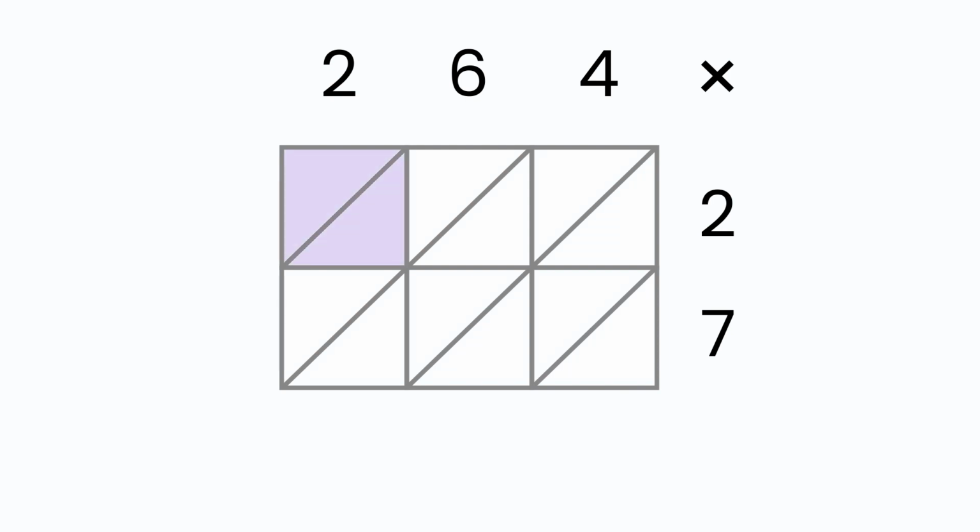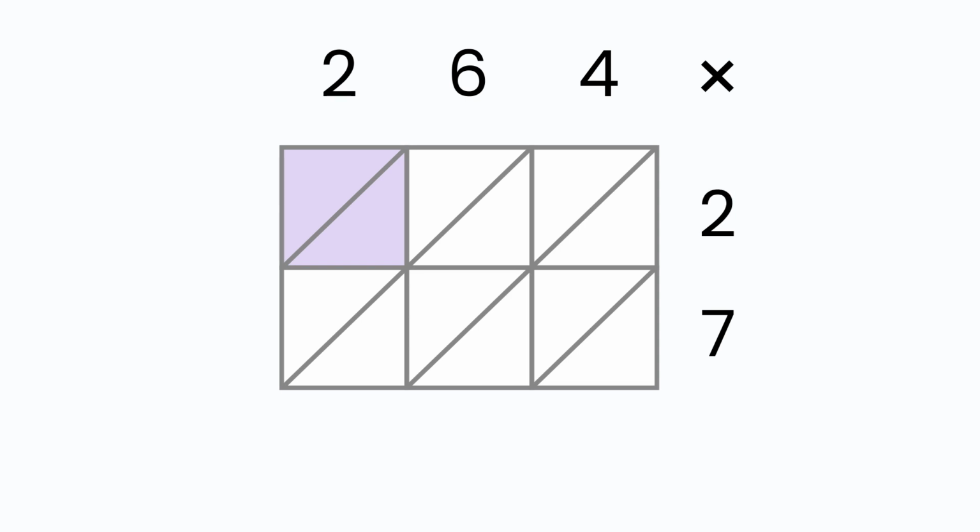Each cell contains the product of the digits placed above and to the right of it. You write the ones place digit in the bottom right part of the cell, and the tens place digit in the top left part of the cell. If you have no digit in the tens place, you write a 0. You can start in whichever cell you like. I choose to start in the top left one.